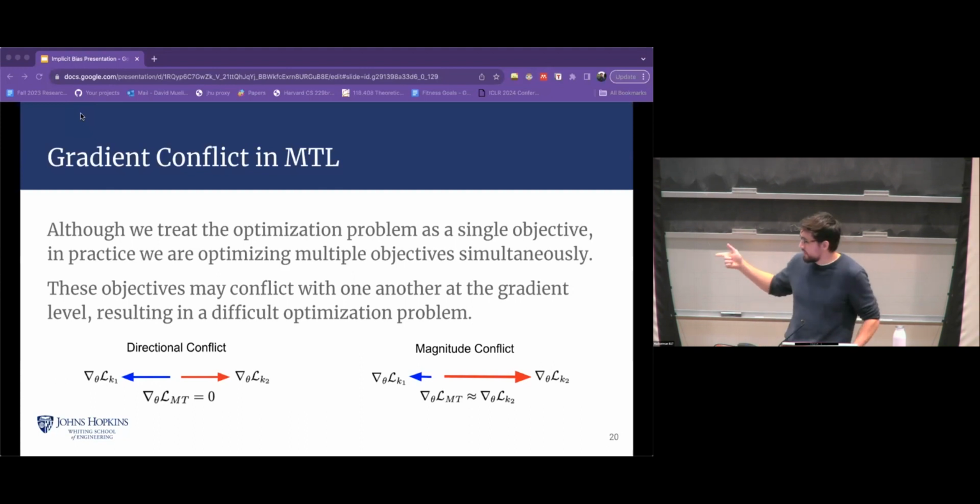And then magnitude conflict is the same thing, but we're more concerned about the magnitude of one task versus the other, and we want to balance those two things. So every mini batch, maybe, it should help all the tasks. Exactly, yeah. Maybe not every example. Right, yeah.